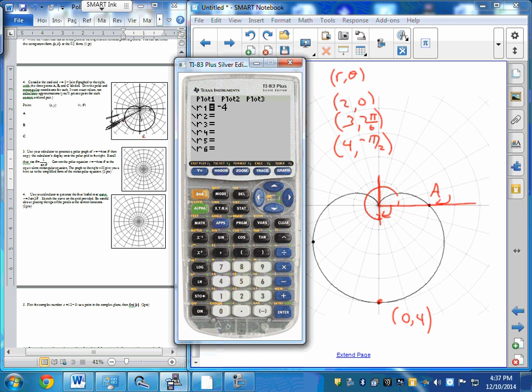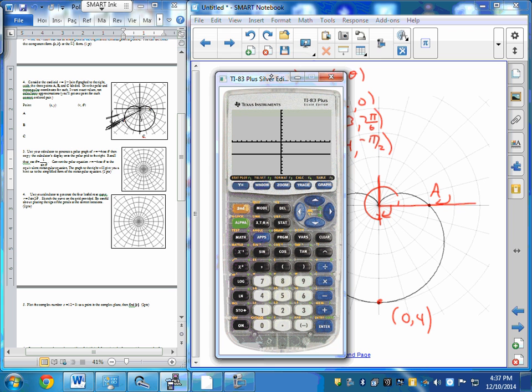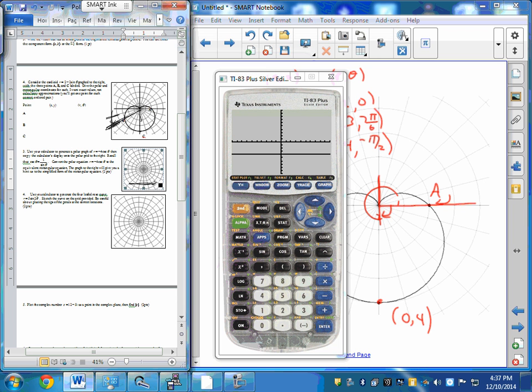Now, there is no cosecant button, but the problem does say that recall that cosecant is just 1 over the sine. So we can just divide this by the sine of theta. And here it is in the standard window. Appears to be a horizontal line at negative 4. So on our test, we would just go down 1, 2, 3, 4, and draw this horizontal line. And we're done with that.